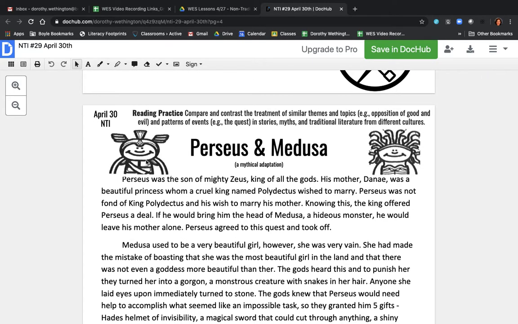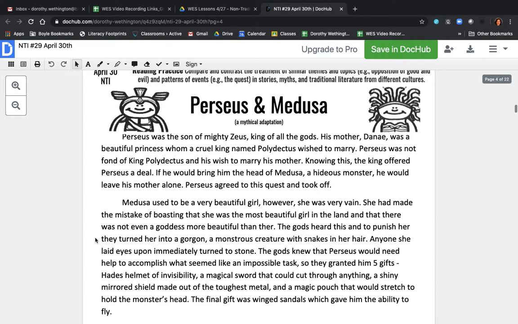Perseus and Medusa. Perseus was the son of mighty Zeus, king of all the gods. His mother, Danae, was a beautiful princess whom a cruel king named Polydectes wished to marry. Perseus was not fond of King Polydectes and his wish to marry his mother. Knowing this, the king offered Perseus a deal. If he would bring him the head of Medusa, a hideous monster, he would leave his mother alone. Perseus agreed to this quest and took off.